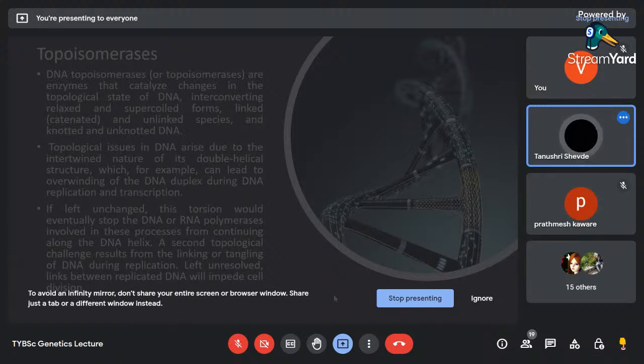Left unresolved, links between replicated DNA will impede cell division. Impede means it will delay cell division. And tangling means it will twist together.